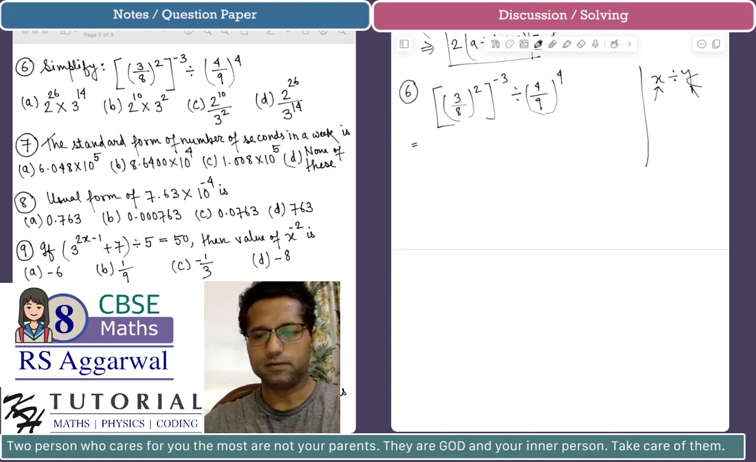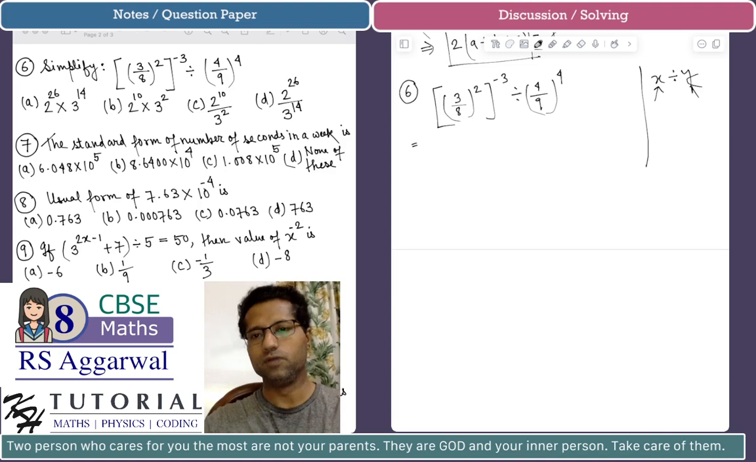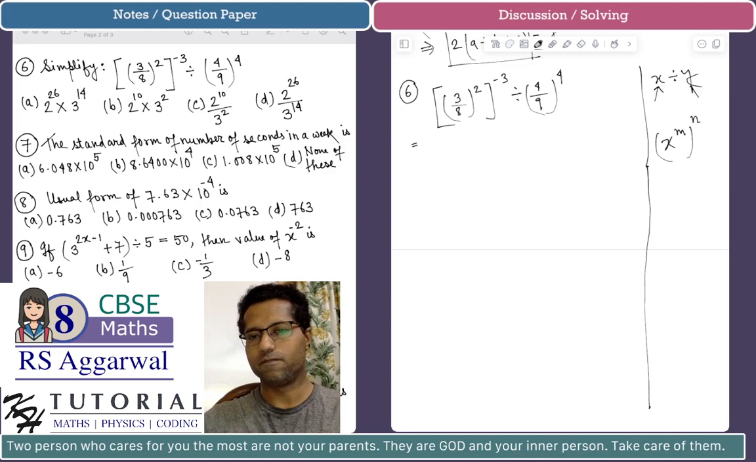If I simplify the dividend, I can see it is in exponential form, and we have two levels of power. The first level of power is 2, and the second level of power is minus 3. Whenever I speak of two levels of power, I mean if you have an expression of the form x to the power m and this whole is raised to the power n, then this expression has two levels of power, the first level is m and the second level is n. And we know that this is equal to x to the power m into n.